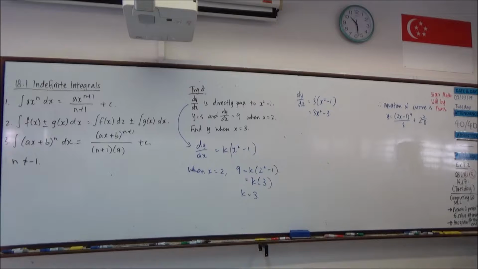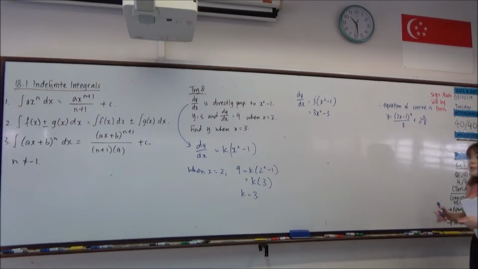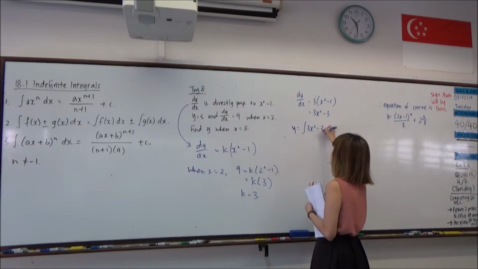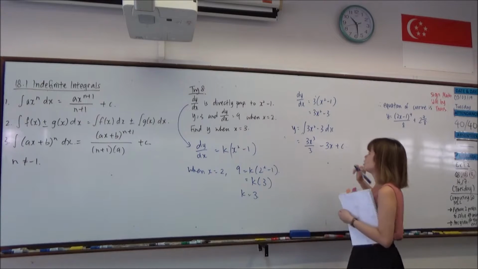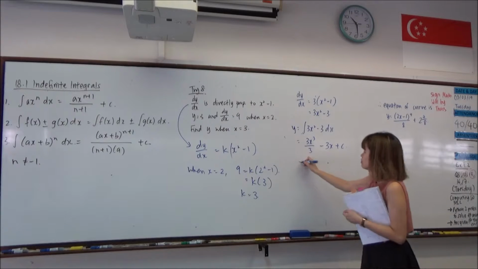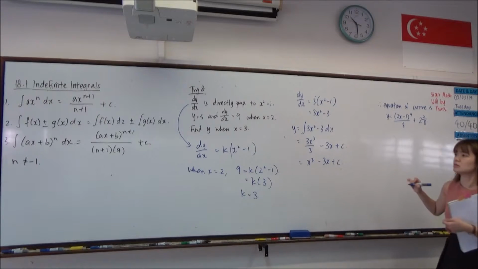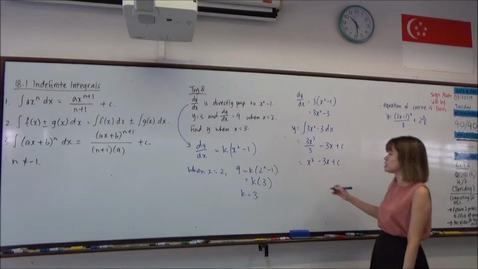We need to find out the value of k first before we can proceed to integrate. So integrating this, we will get x cubed minus 3x plus c. Then we need to find out the exact value of c to know the exact equation.